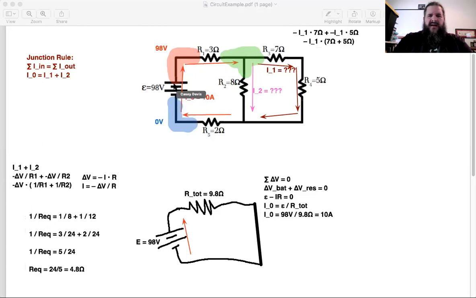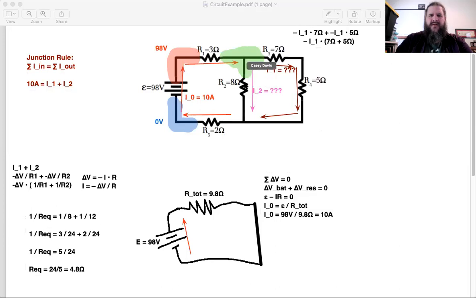And with that 10 amps, we know it's going to have to split up into I1 and I2. So we at least know I1 and I2 have to equal 10 amps. 10 amps equals I1 plus I2. But we don't know how it splits up yet. We don't know if it splits up evenly or more one way or the other. We do know we've got an 8 ohm resistor and a total of 12 ohms on this path. So which of those paths would you expect to get more current?